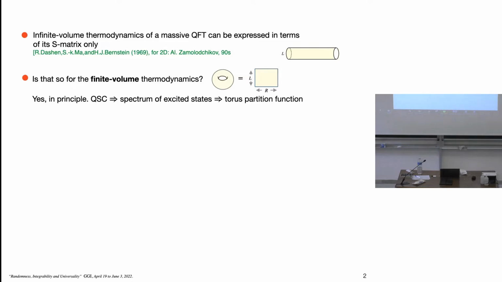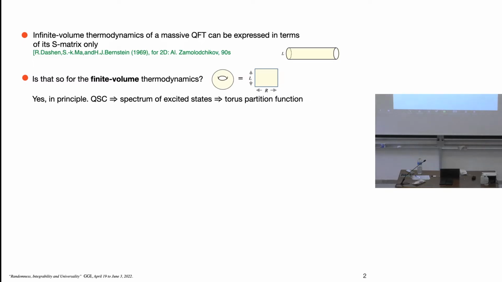I will address the question: is it possible to generalize this description to the case of the torus, when you have not only a long cylinder, but a periodic rectangle with two finite periods? And the answer is, in principle, yes, because the TBA allows one to compute the full spectrum of the theory. This is a horrible exercise. In practice, it's impossible, but in principle, you can do it.